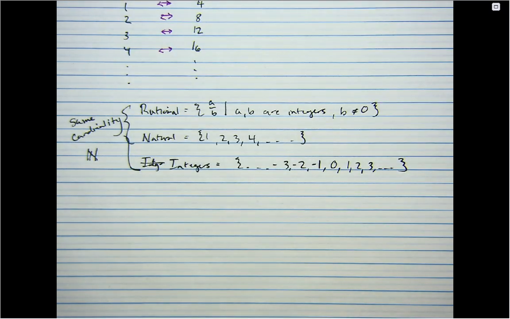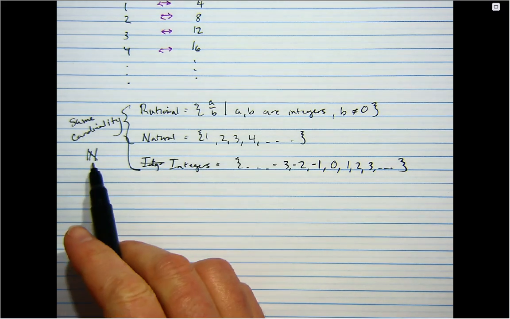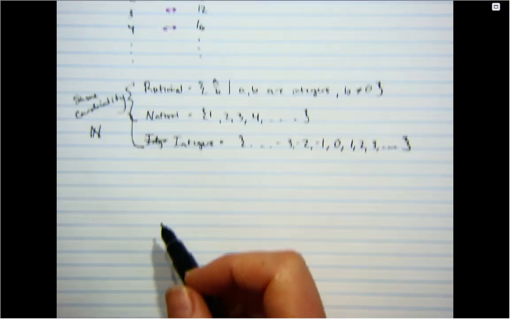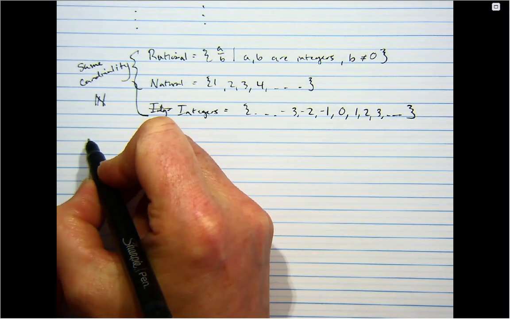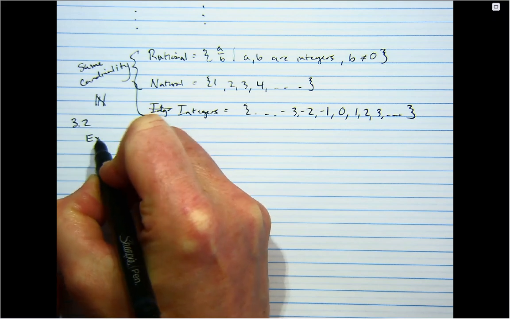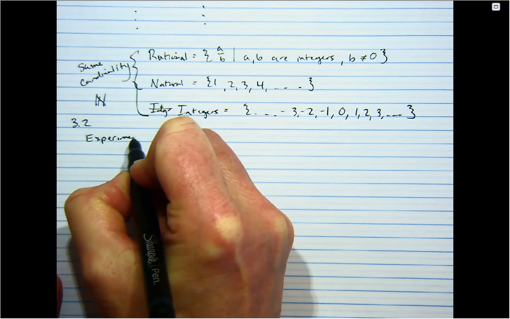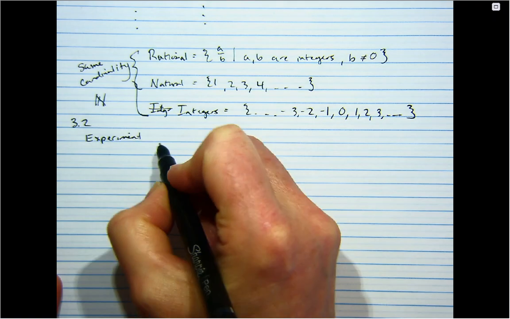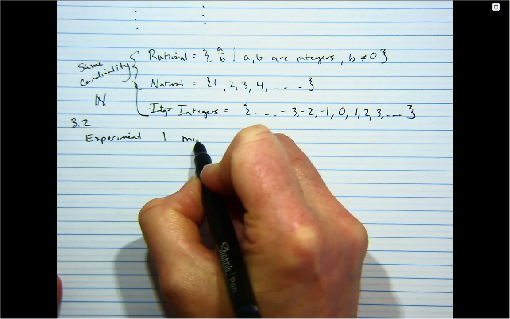Well, we're going to explore more of the interesting aspects that can occur from working with infinity. In particular, the size of infinity that's the same size as the natural numbers, when we look at an experiment. So we're still in 3.2, and we're looking at this experiment. The experiment has a time limit. It will take 1 minute.